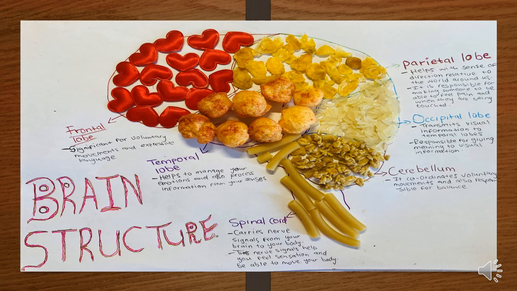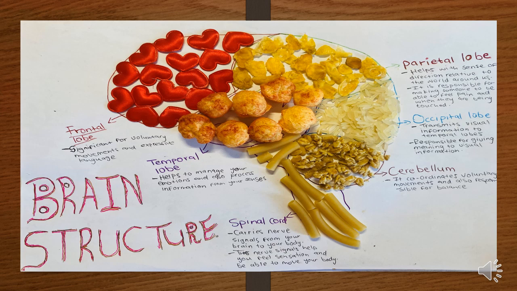On my right, we've got the parietal lobe, which is responsible for helping with sense of direction relative to the world around us. And it makes you able to feel pain and feel when someone is touching you. And the most critical thing about this part of the brain is that when it gets damaged, one cannot be able to understand spoken or written language.